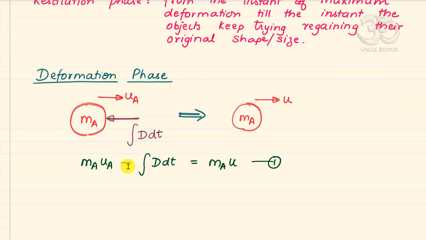This is equation number 1. And I'm going to take the right hand side as the positive x-axis. That goes without saying, the usual x-axis system that I'm taking. So this is the usual x, and that is why I have taken ma ua to be plus and this integral D dt to be minus. So this is one equation that I get.